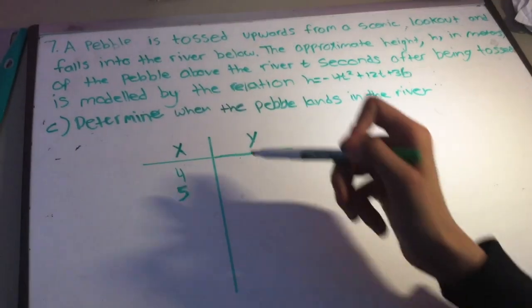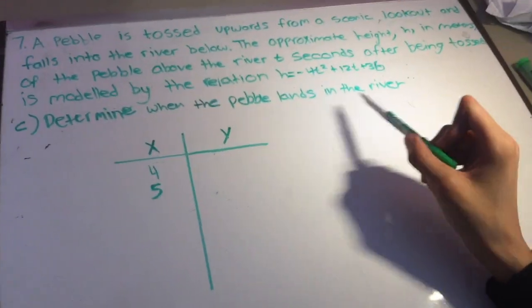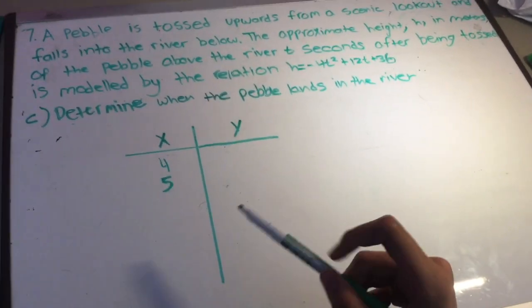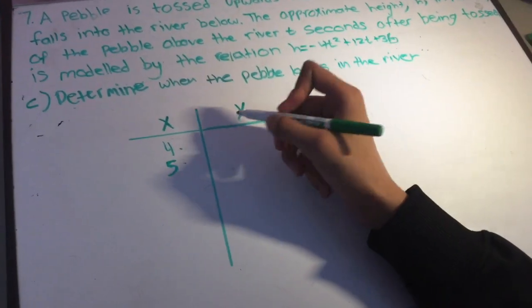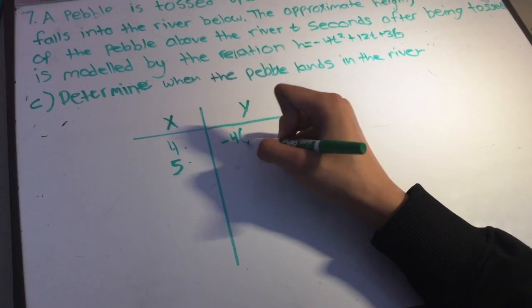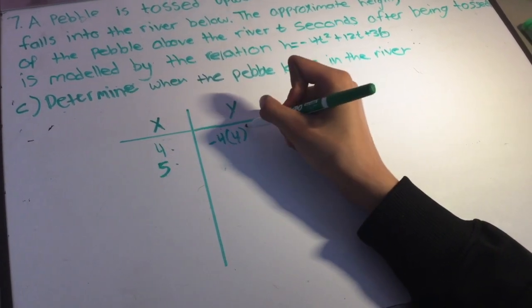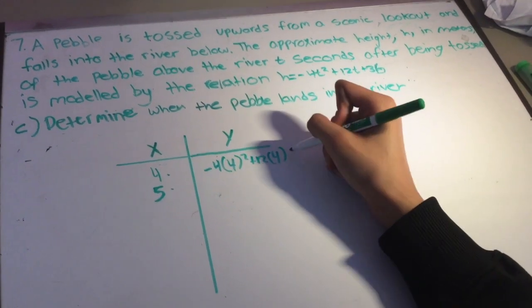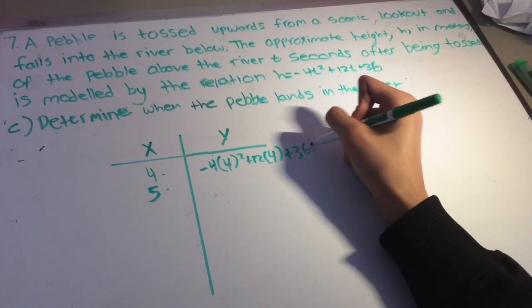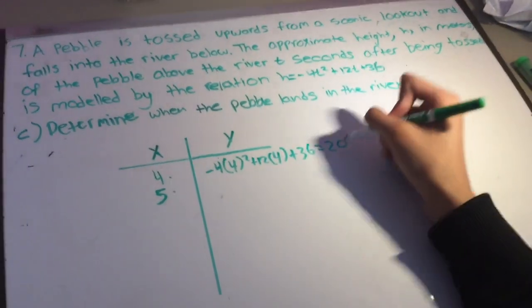So next, question C was to determine when the pebble lands in the river. For this question, we must also create a table of values, and I'll be using the points 4 and 5. So for this, we must do negative 4(4)^2 + 12(4) + 36, which is equal to 20.